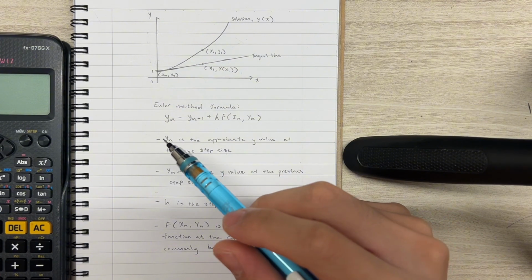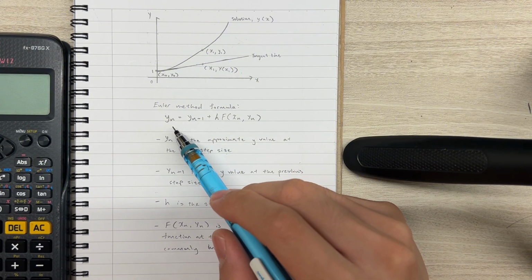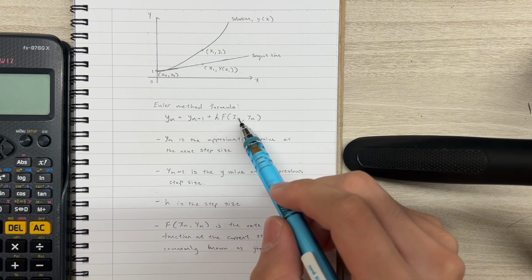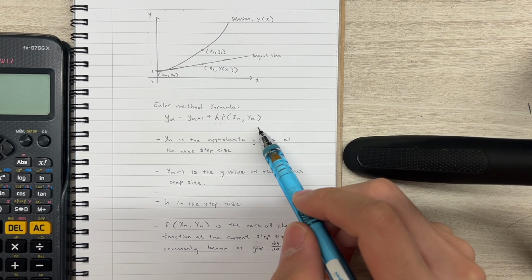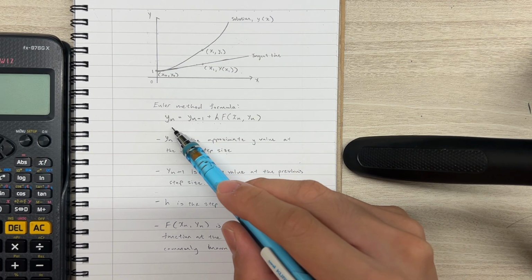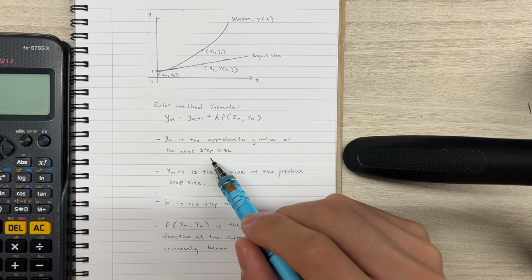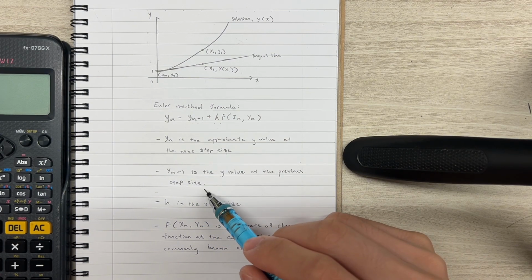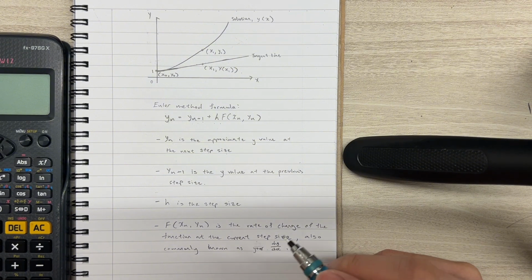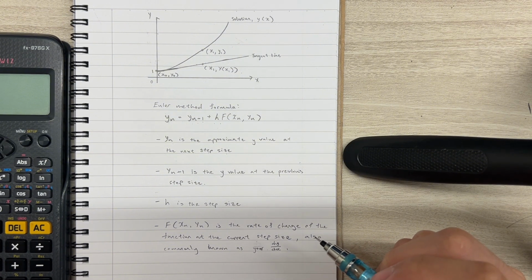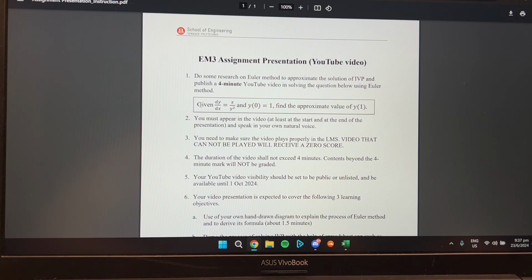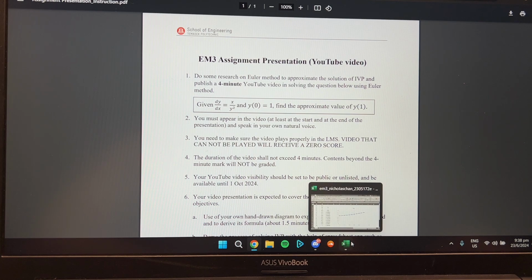So right now we're going to break down the formula. We have yn equals yn minus 1 plus h f(xn, yn). So yn is the approximate y value at the next step size, and yn minus 1 is the y value at the previous step size. This last part is the rate of change of the function at the current step size, also commonly known as our dy/dx.